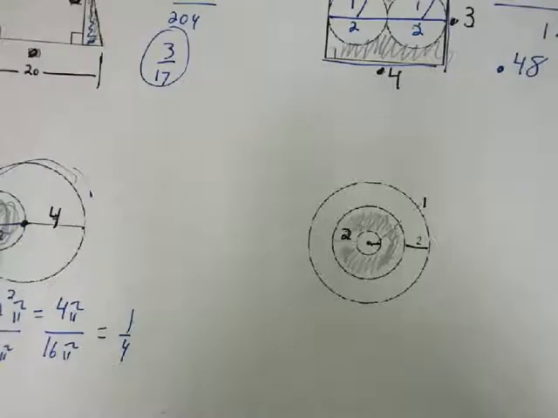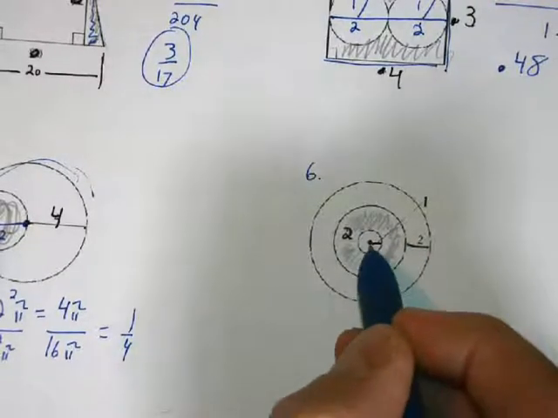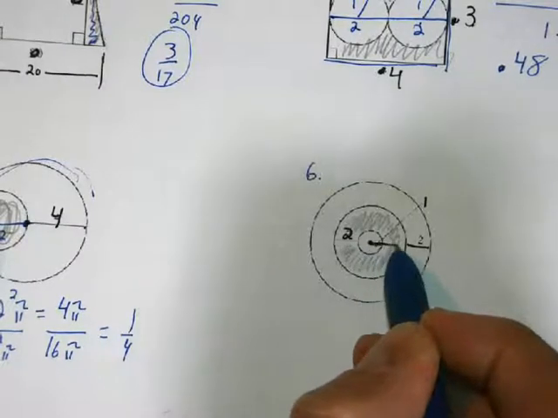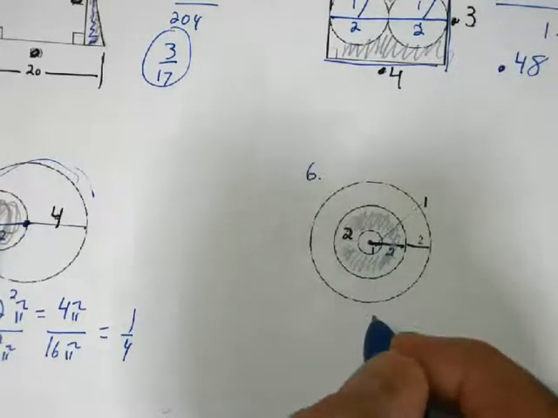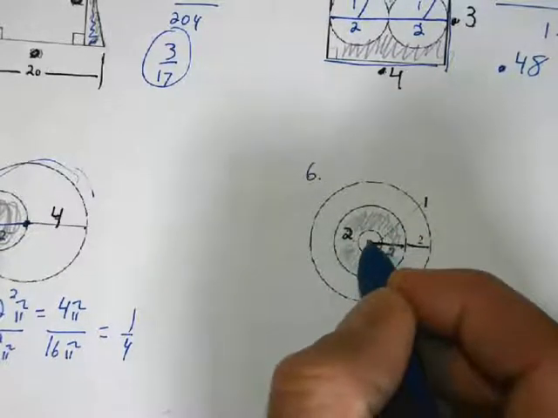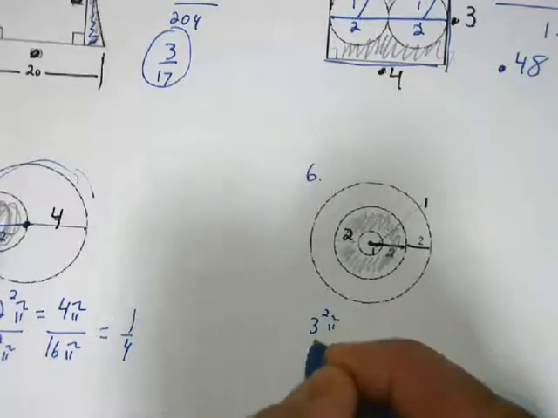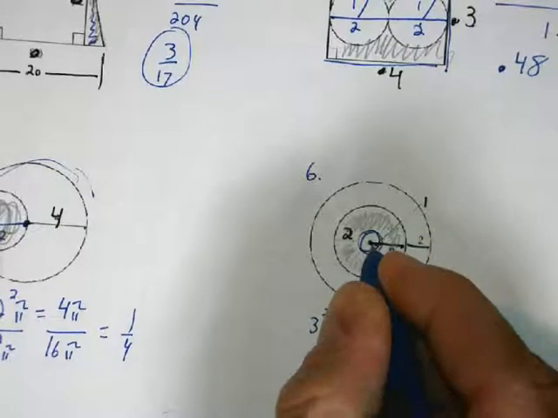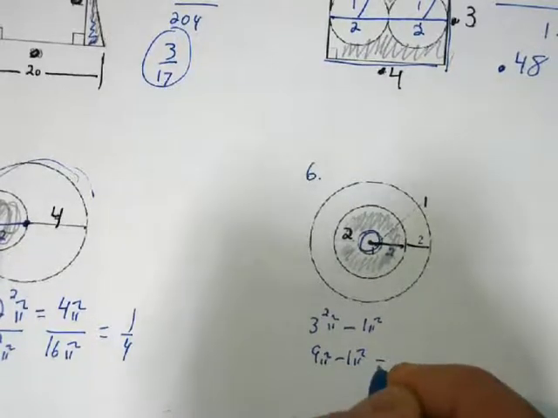Then lastly, this was a little tricky one on number 6. To get the shaded region here, this is what we call the donut hole. So this inner circle has a radius of 1, and then this part is 2, which means this circle has a radius of 3. To get to the shaded part, I'd have to subtract out the donut hole. So we have 3 squared pi, which is easy, that's 9 pi. And then to that, I have to subtract out this inner circle, which was 1 squared pi, 1 pi. So my shaded region is 8 pi.